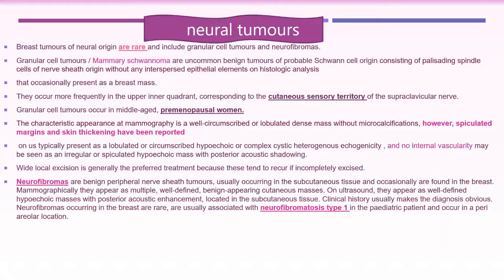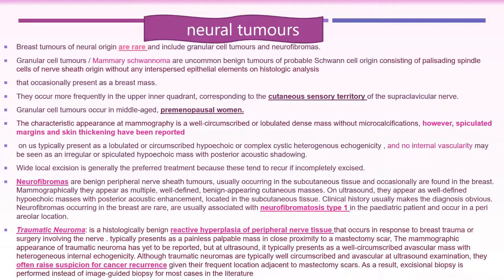Commonly it is a circumscribed non-calcified mass, but sometimes it might appear with a spiculated margin, even with skin changes, and can simulate breast carcinoma. We already described the neurofibromas, usually seen with neurofibromatosis type 1. And there is another very important entity we have to think about, which is traumatic neuroma.